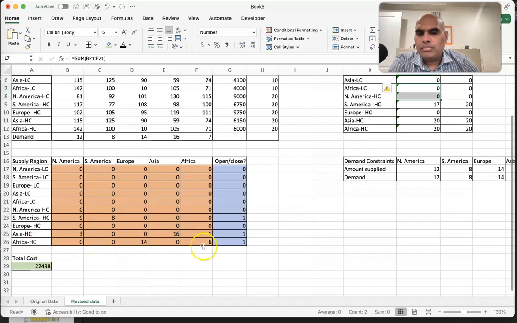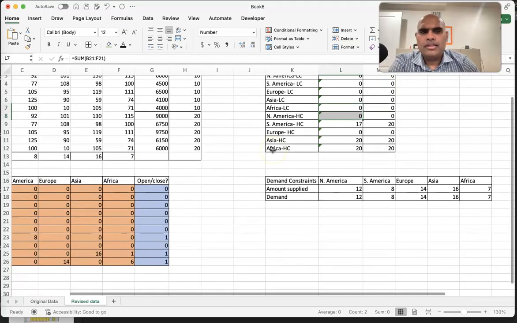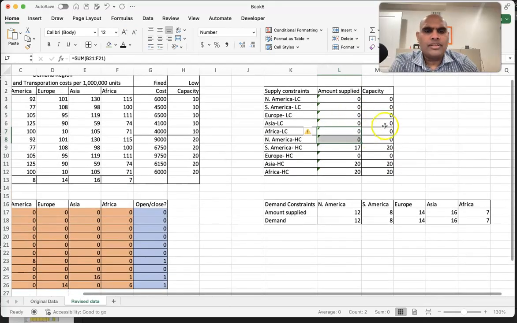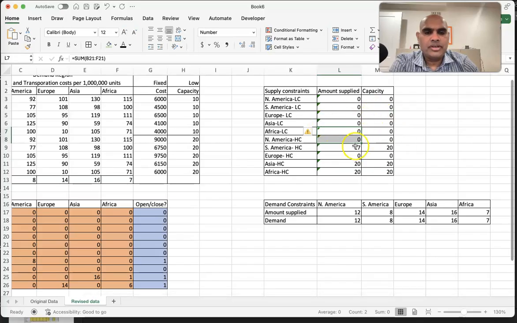And finally, at the plant in Africa, 14 million units of everything manufactured in Africa are getting shipped to Europe to satisfy all of European demand. And 6 million units are staying back in Africa, with 1 million units coming from Asia, so this total will satisfy demand in Africa. The other thing you can notice is that everything here is 0 for your capacity constraints, but for the South American plant you have a capacity of 20 and you're using 17. Both Asian and African plants are using maximum capacity. Capacity is 20 and you're using up 20.